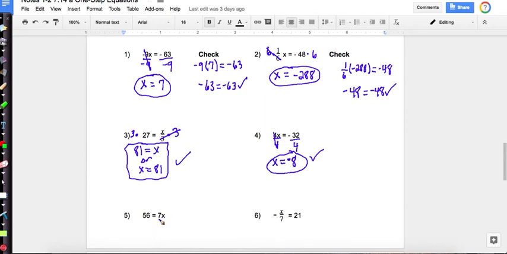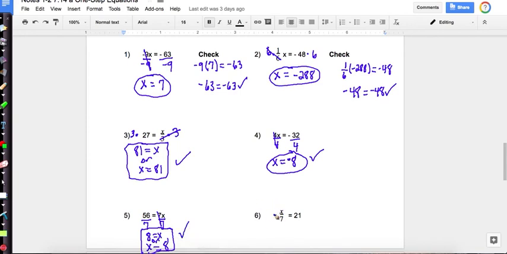Okay, number 5, find the variable. It's over on this side. So the opposite of multiplication is division. So divide both sides by 7. 7 divided by 7 is a 1 in disguise, and 56 divided by 7 is 8. So 8 equals x, or x equals 8. And box that in. Okay, let's double check this. 7, find the variable, so 7 times 8. And what's 7 times 8? Good, 56, so it does in fact check.